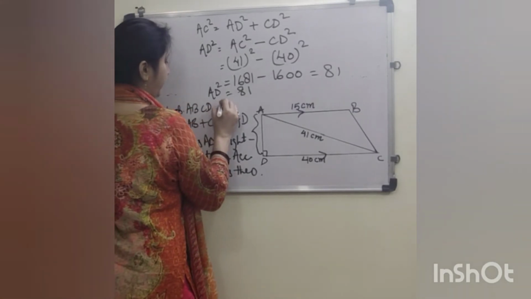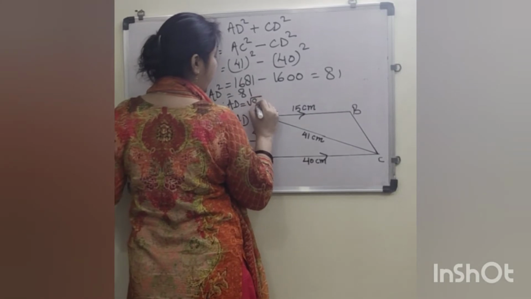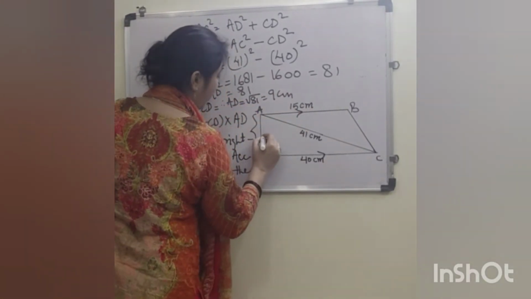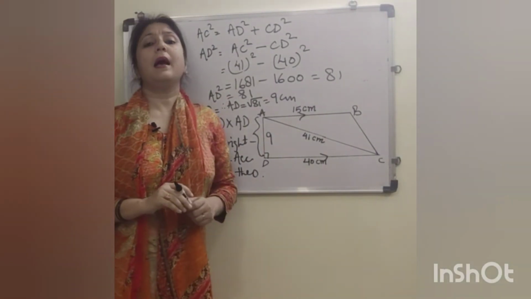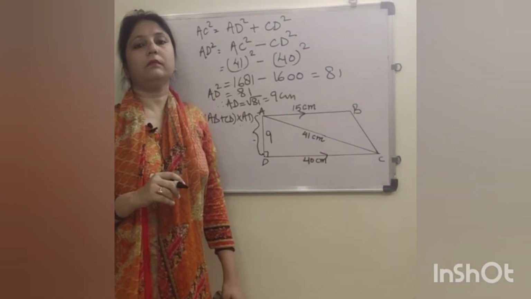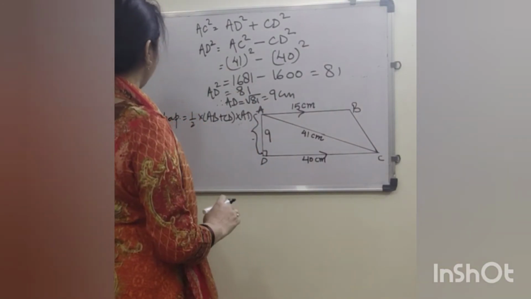Therefore, AD is under root 81, which is 9 centimeter. So children, you have obtained your height of trapezium as 9 centimeter. Now we have obtained AD as 9 centimeter.